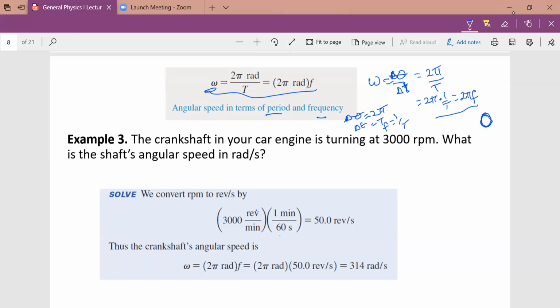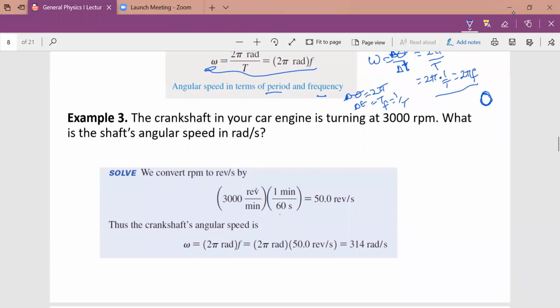All right, so let's quickly take an example on how we can use that to solve problems. A crankshaft in your car engine is turning at 3,000 revolutions per minute. What is the crankshaft angular speed in rad per second?